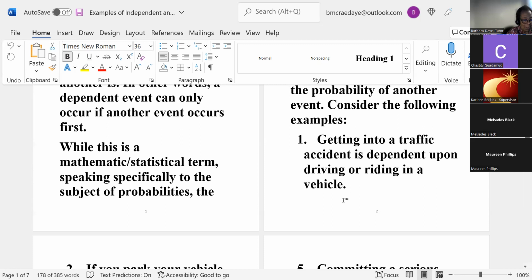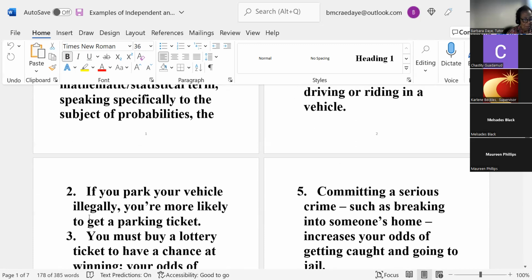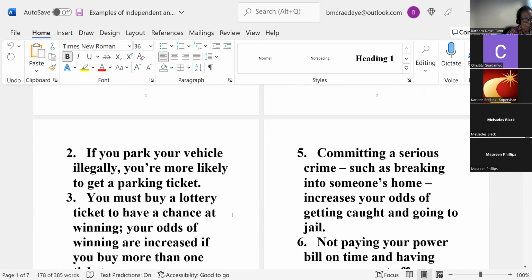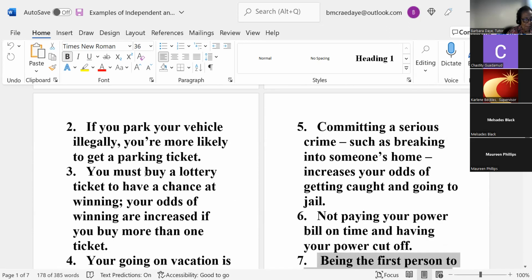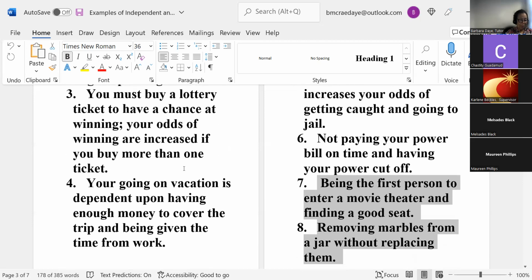Okay. Now, what will happen if you park your vehicle illegally? There's a probability you get a parking ticket. That's dependent. You buy a lottery ticket, you have a chance of winning. But if you buy more than one ticket, you're increasing your odds of winning. Now, your going on vacation is dependent upon what? Having enough money, and if you work, being given time from work, right?